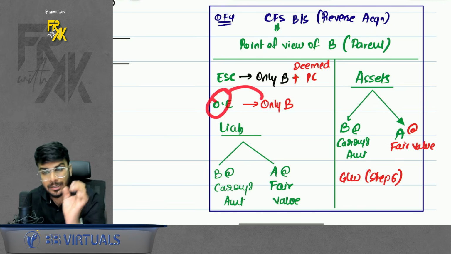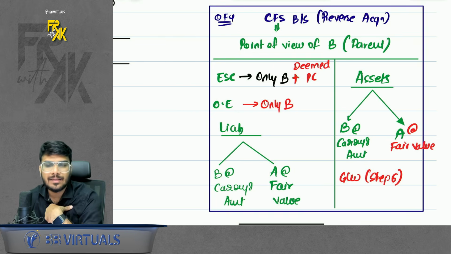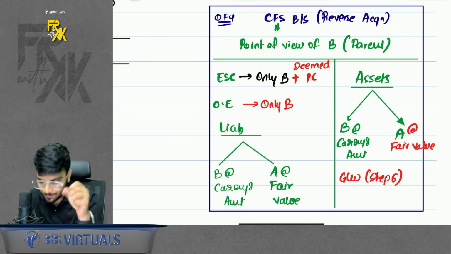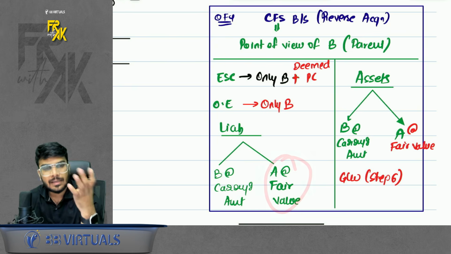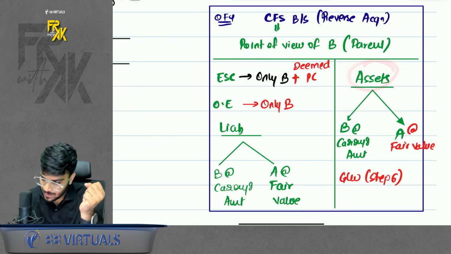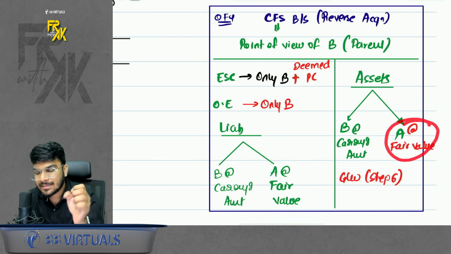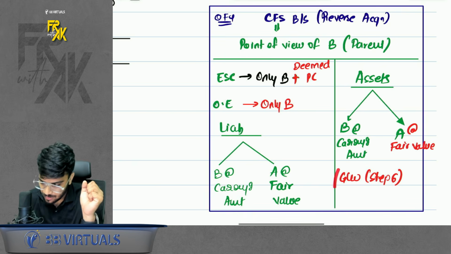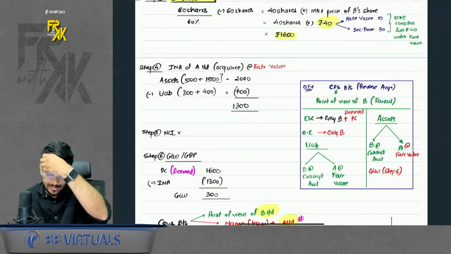Other equity also, only B will appear. Liabilities: B's own liabilities will carry on at carrying amount only. But the liabilities which they are taking over of A, they will take over at fair value. Similarly is the case of assets. B's own assets will carry on at carrying amount only. But A's assets, they will take over at fair value. Goodwill, if there is any, don't forget to write it. Step number 6. Okay, this is how we'll prepare the balance sheet.